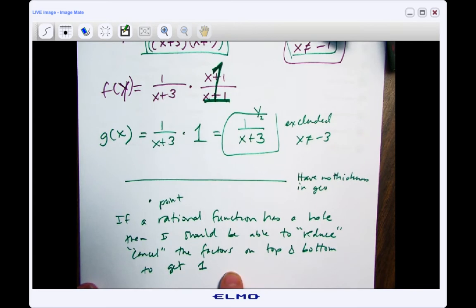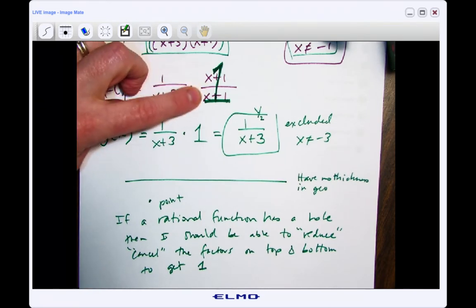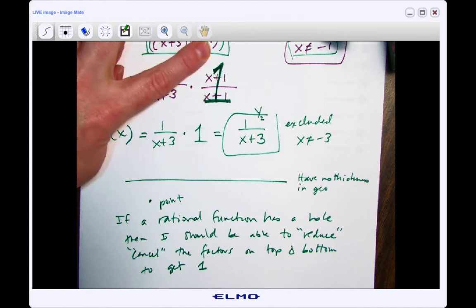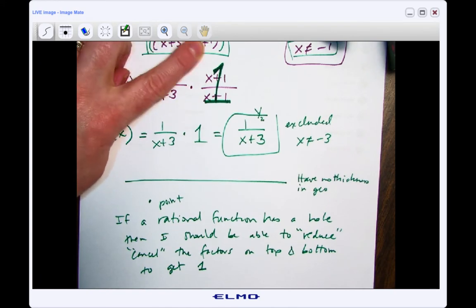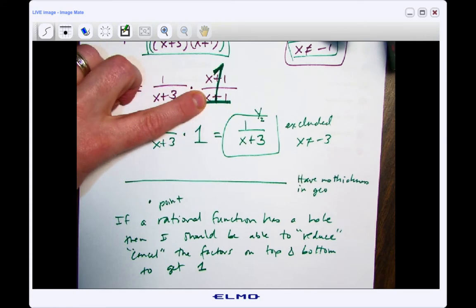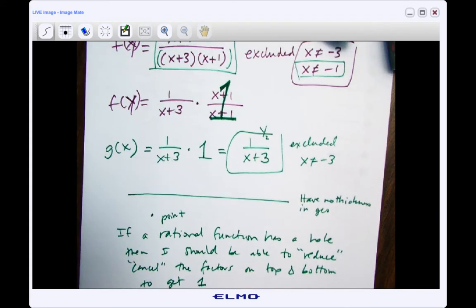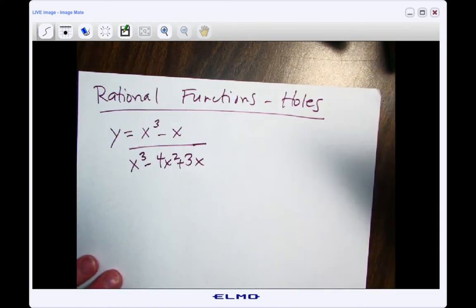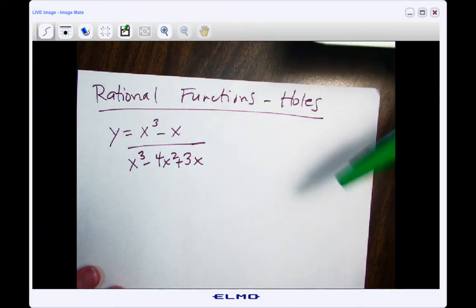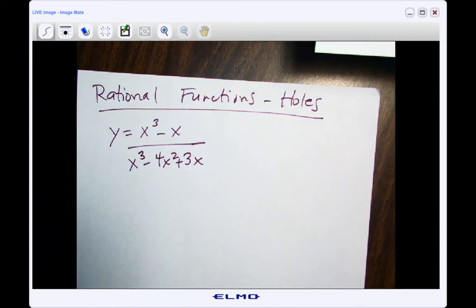So what do I mean by that? I mean just like this. See how this factor and this factor, when I set them on top of each other, they give me a 1? If that ends up happening, what you're going to be doing is creating a hole in a function. So let's look at a couple of them. We'll find the holes, and then probably in the next video, we will actually graph some functions that have holes so you can see what we can do here.